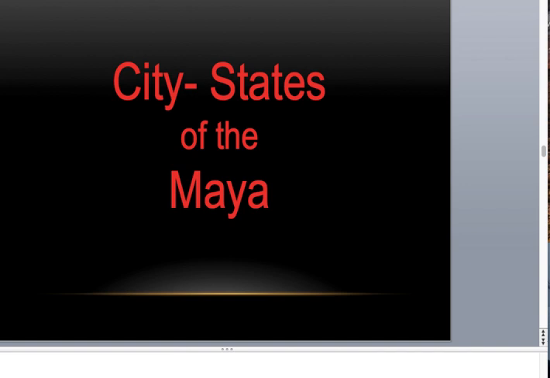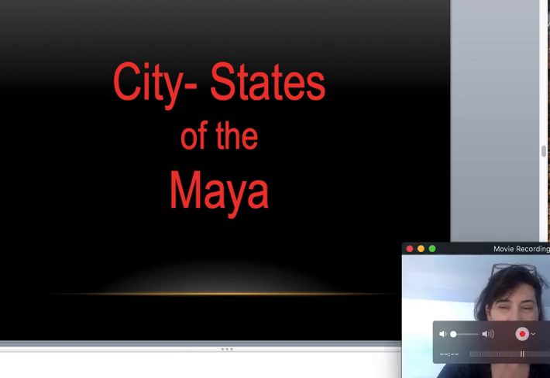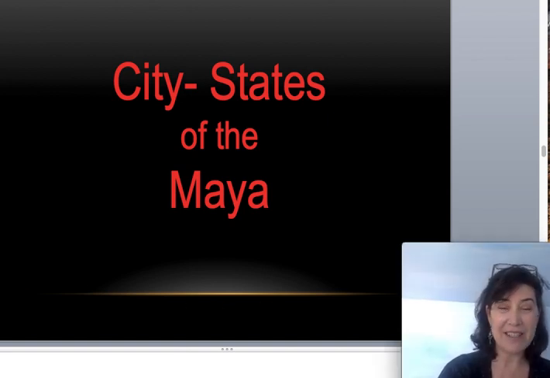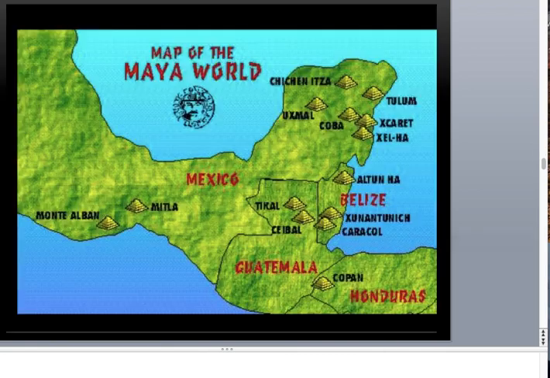The Mayan civilization was one that had city states, just like the Republic of Rome and the Italian city states of the Renaissance times. This next graphic gives you a picture of where some of those city states were.